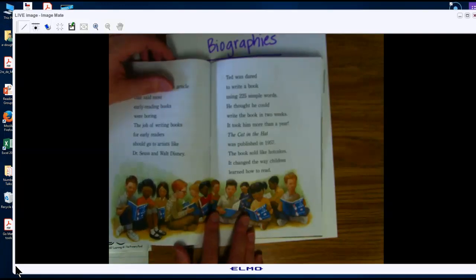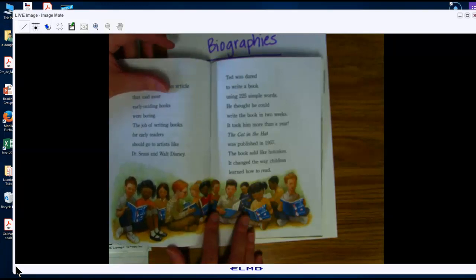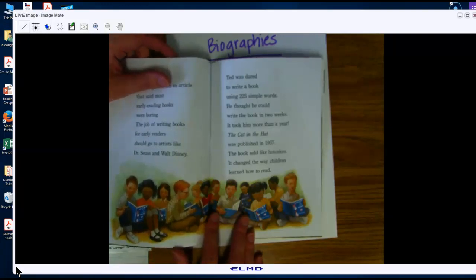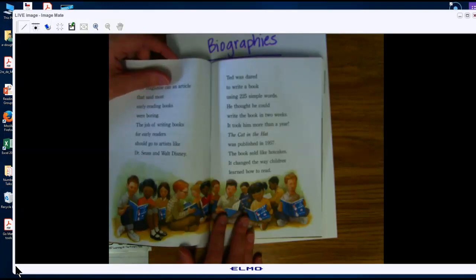He thought he could write the book in 2 weeks. It took him more than a year. The Cat in the Hat was published in 1957. The book sold like hotcakes. It changed the way children learned how to read.